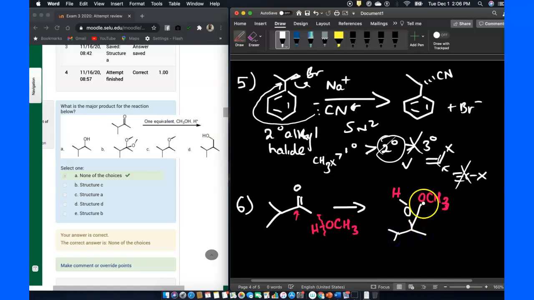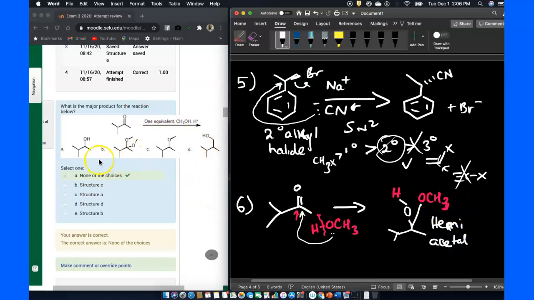This would have been your product. So you would have added OCH3 and made an OH, but just simply adding the OCH3 part onto this carbon and taking the hydrogen onto the oxygen. This is called a hemiacetal. Hemiacetal. So if it were 2 equivalents, then you get an acetal.